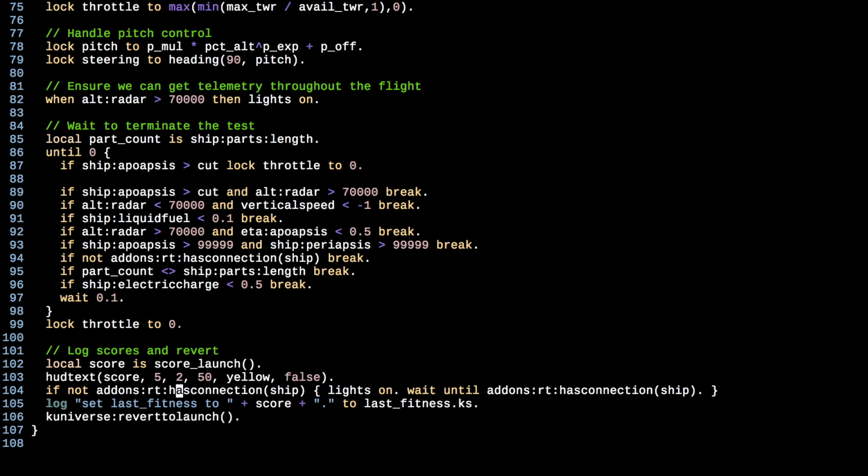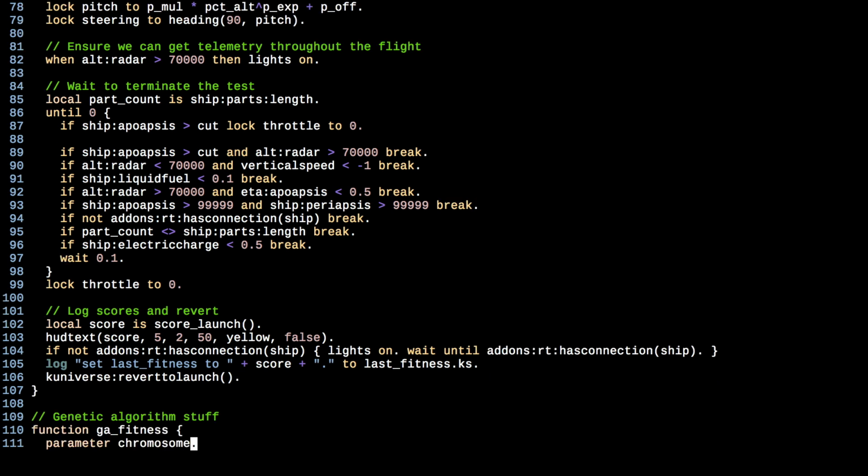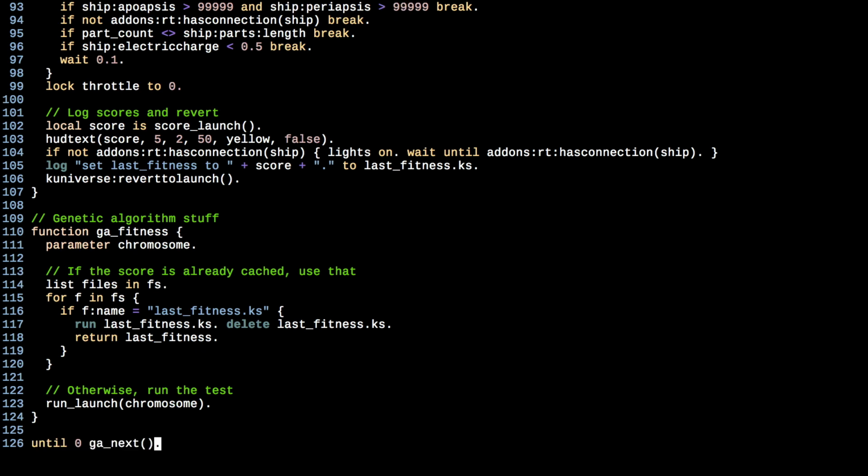We're going to notify that score out. And we're going to really try to get a connection. We're going to turn on the lights even if we're in the atmosphere. So deploy the antenna and then really hope that we can log stuff out. We're going to log set last fitness to the score to a file called lastfitness.ks, and then we're going to revert to launch. So this is our launch process when we need to actually get a score for a chromosome. Now we actually integrate with the genetic algorithm library.